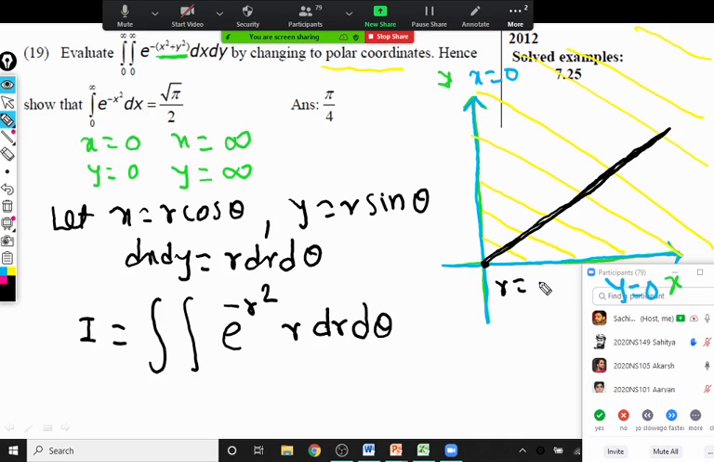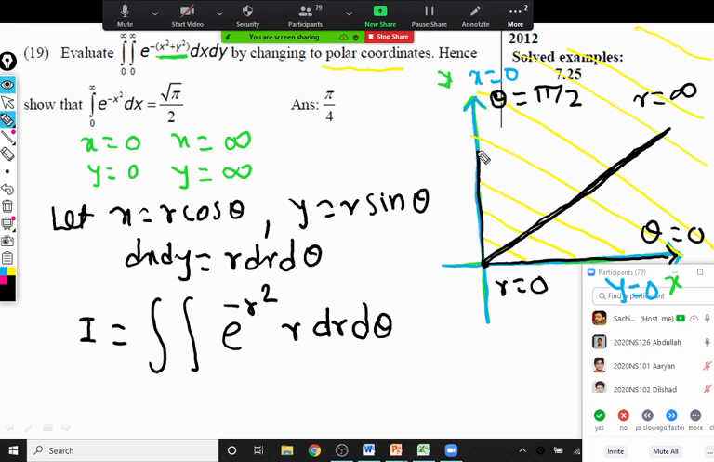0 to infinity. Okay, good. So that is the limits of r, and what about theta now? 0 to pi by 2. So this is the line where theta is 0, and this is the line where theta is pi by 2.